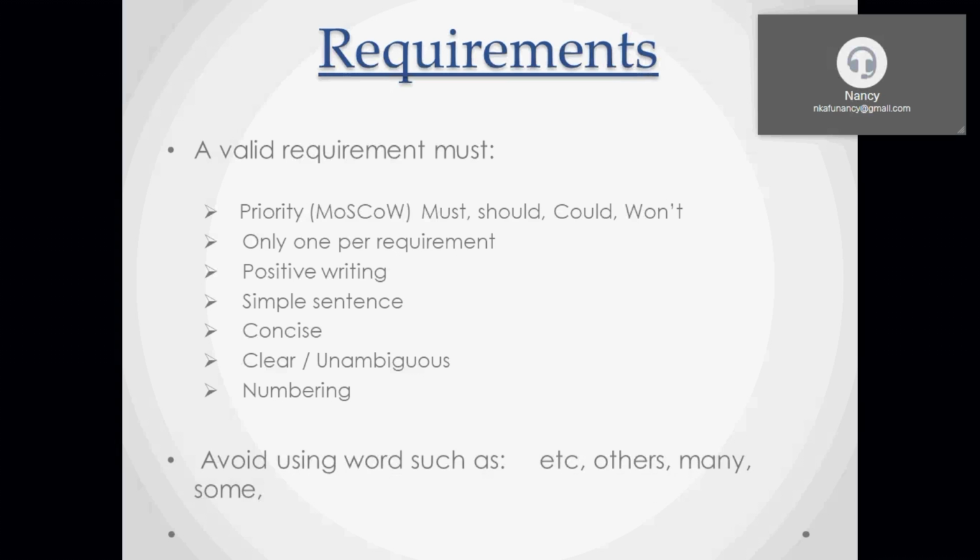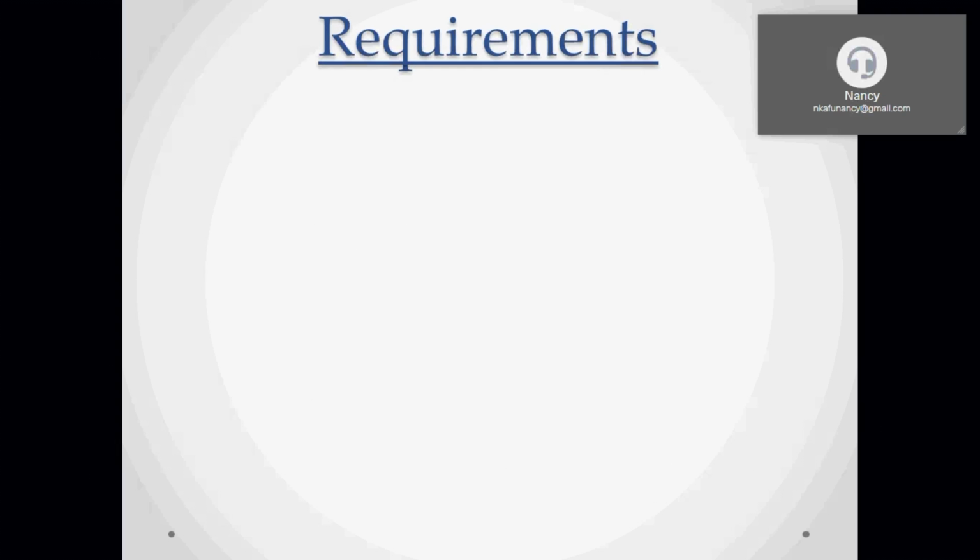And avoid using words such as etc. or others. For example, if I say the system must have 4 legs, 2 tables, and others, what does others mean? Or the table must have many legs, what does many mean? You need to state exactly what it is. So you can't use etc., others, many, or some legs. That's not correct. That's not a valid requirement. So you need to know that. Your requirement has to be specific.